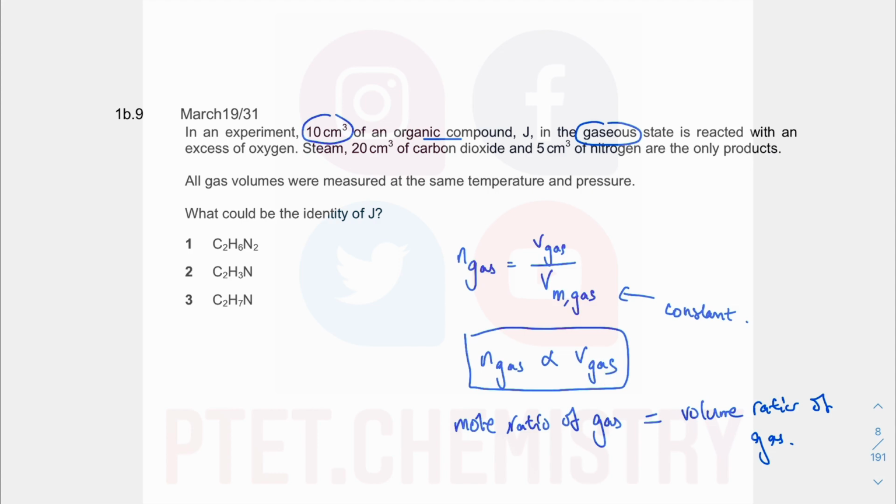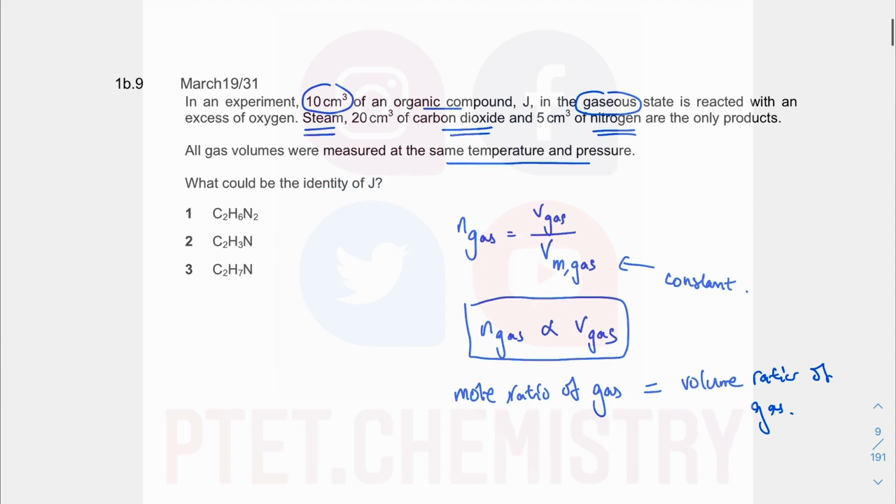It's not a ratio, but now I'm talking about the mole ratio of gas where I'm comparing gaseous J, and then I have excess oxygen, which is a gas, steam, which is a gas, carbon dioxide, which is a gas, nitrogen, which is a gas. So very important there. They are all measured at the same temperature and pressure. So all of them will have the same molar gas volume, which they don't tell us is room temperature and pressure. So we cannot assume that it's 24 dm3 per mole or 24,000 cm3 per mole because they did not specify room temperature and pressure. But what we know is that it's going to be constant for all the gases because they all measure at the same temperature and pressure, right?